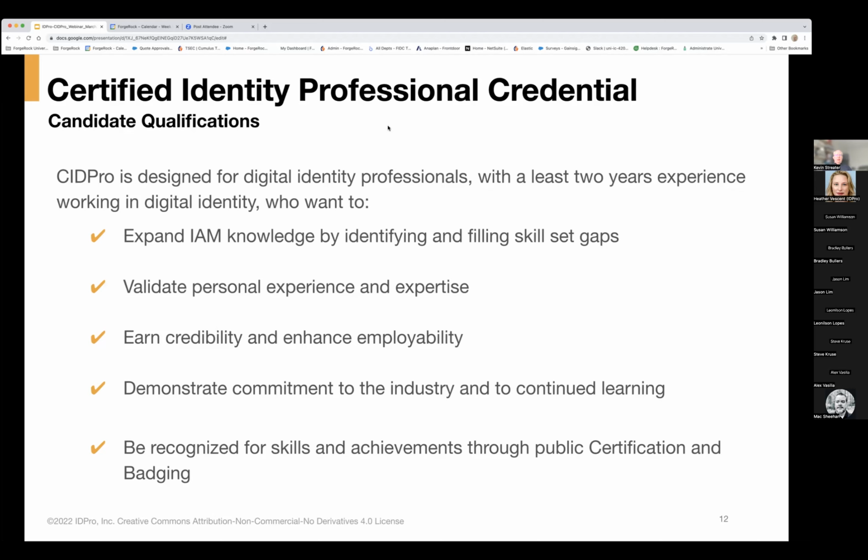So our target candidate is somebody with that 2 years-ish of experience, who wants to demonstrate they can expand their identity knowledge, get validation for what they've been doing in the identity world, and get credibility and enhance their own personal employability. So it's a really key qualification, but it's not for people that are starting their journey into identity. It is very much for people that have already started working with identity systems that now want to demonstrate that they have met the criteria for the certification.